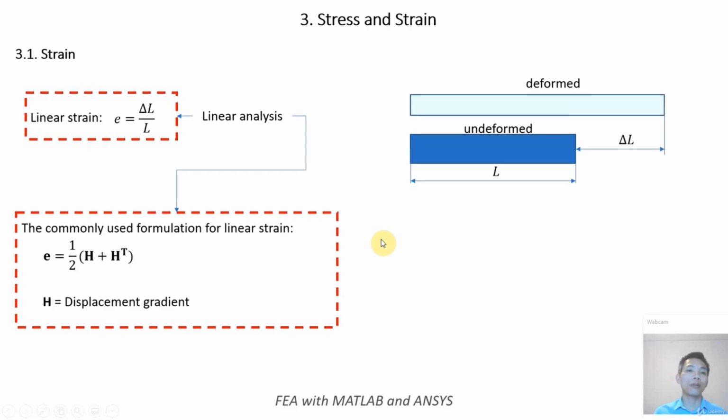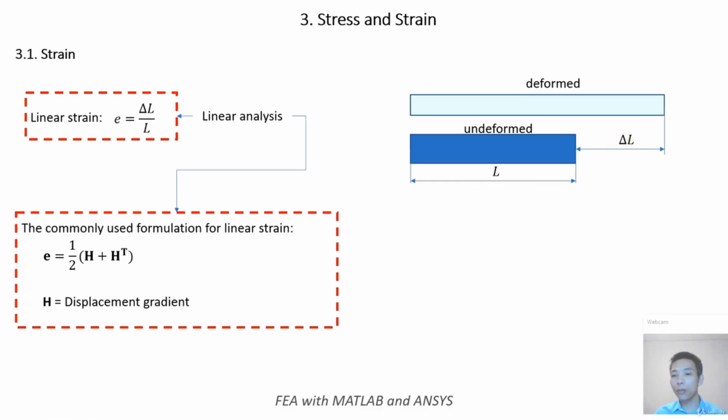The first one is about strain. I will not give you an exact definition of strain, but what I want to do is give you a very simple example. Let's say we have a one-dimensional bar structure like this, and here is the undeformed configuration. Now let's say the bar is subjected to some tensile loading, and here is the deformed configuration of the bar. The length of the bar is increased by an amount of delta L.